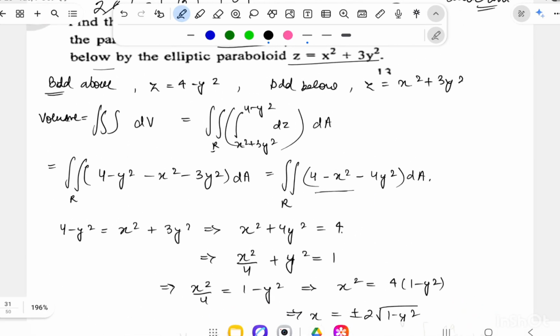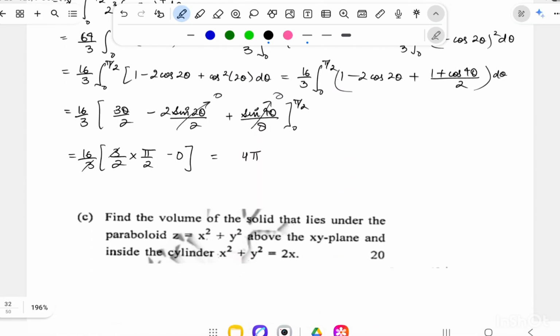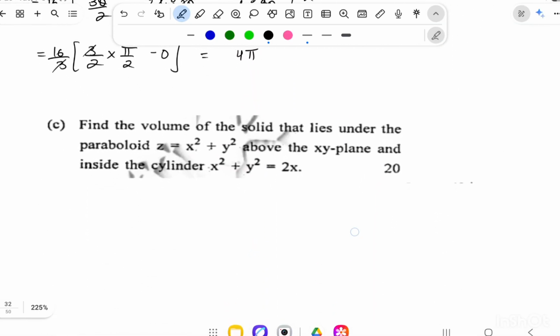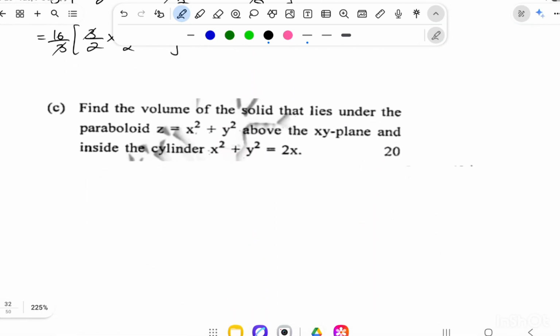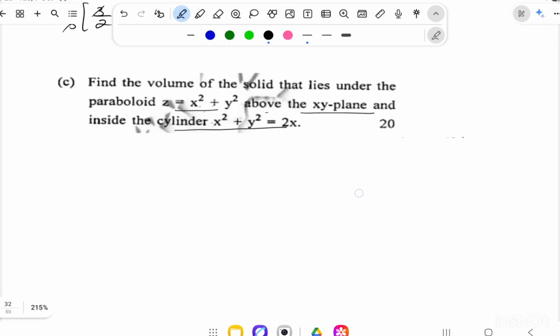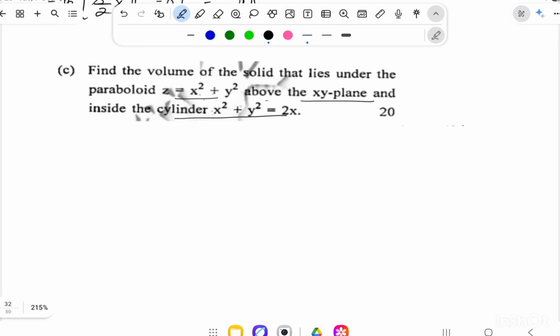So let's move on to the next question. The next question says: find the volume of the solid that lies under this paraboloid but above the xy plane and inside this cylinder x square plus y square equals 2x. So let's draw the figure first and then we can evaluate it.